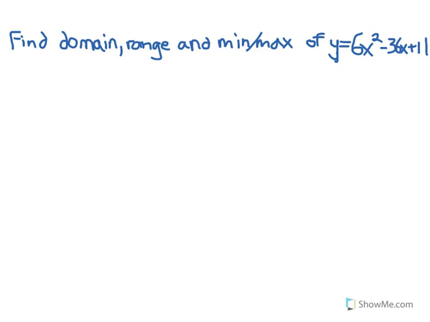First thing to notice is that it is in fact a quadratic, even though it doesn't say so in the question. We know it's a quadratic because its highest power on an x is 2. So we have x to the 2 there with a 6 in front of it, so we know it's a quadratic function. I'm going to talk about domain first, and I want to talk about it in two different ways.